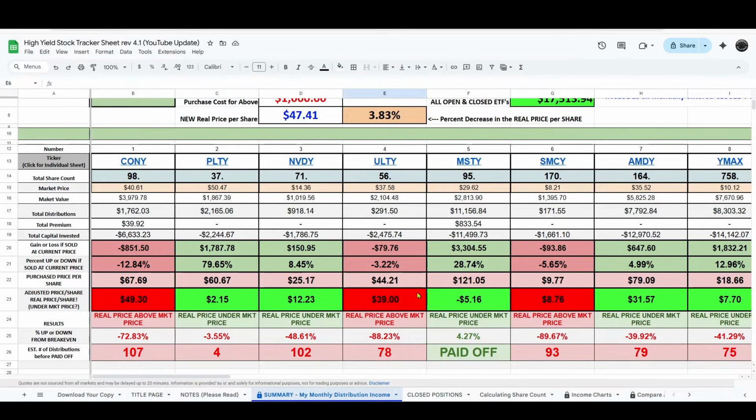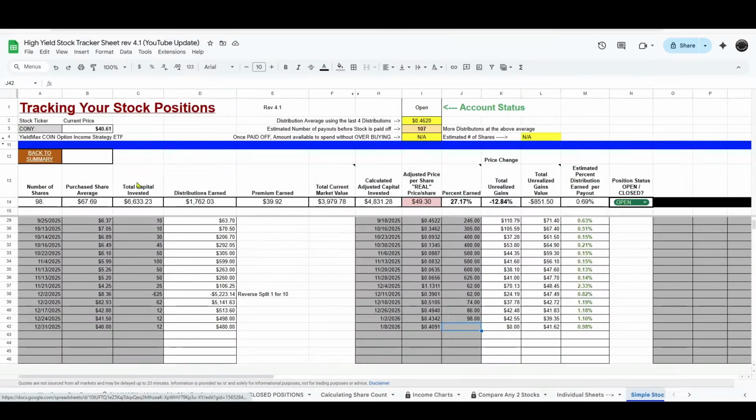So now let's just go ahead and let's go in and start updating my spreadsheets so that we can find out what that real price per share changes to on each one of these. And we'll just start right off with CONY. So the first thing I do, I'll just hover right over this, take me straight to that sheet, and then from that point on, I can just click the sheets right on through because I do need to enter in that distribution for each one of these positions so that we can recalculate and find out what that new real price per share is.